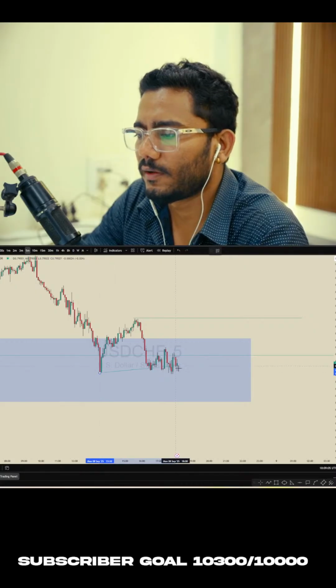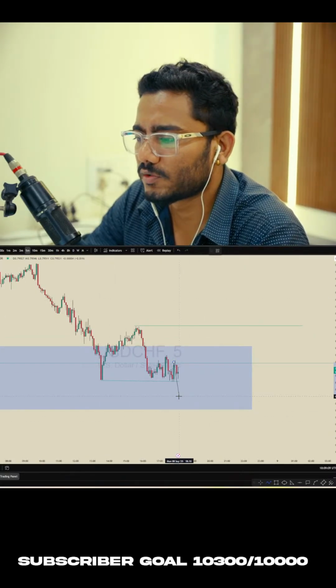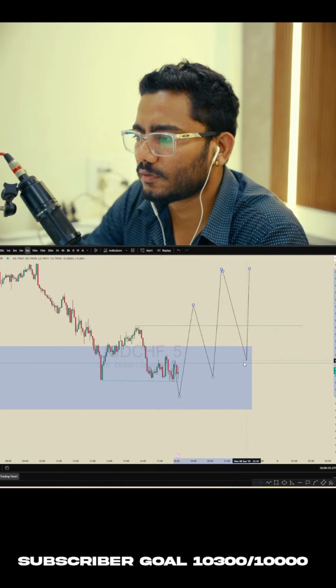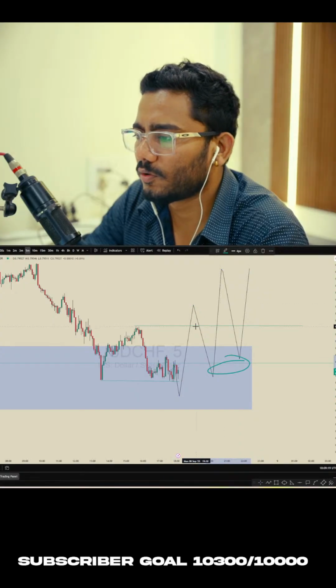Here on 5 minute, it has created liquidity, again more liquidity downside. So it should sweep liquidity and then it should break the structure. Then you can look for buy side from this order block or this breaker block.